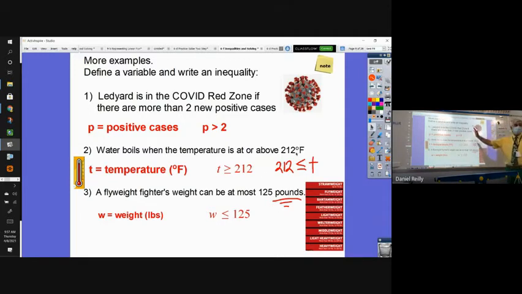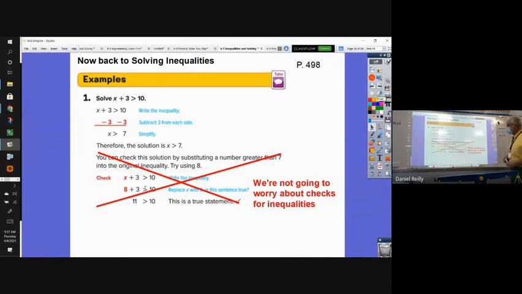Okay, so translating words to inequality symbols. We'll do more of this when we come back from break. Okay, we're not going to do any real world stuff today. We're just going to go over solving inequalities here for the rest of today's lesson. Go back to the book to page 498.